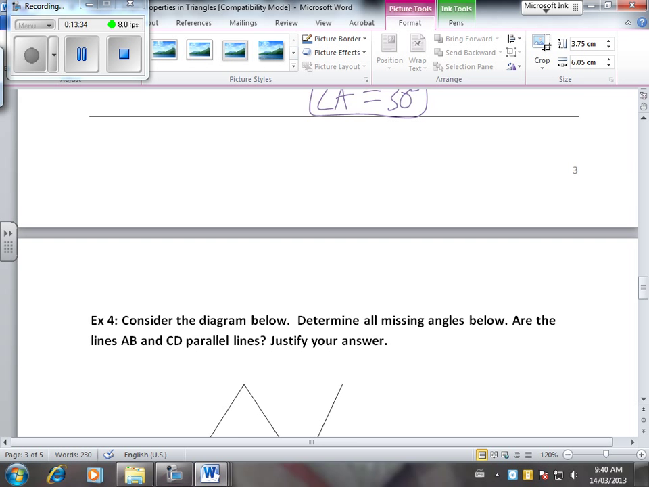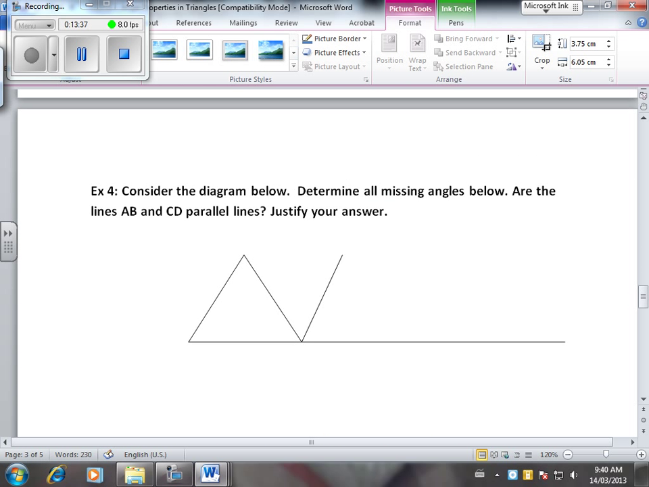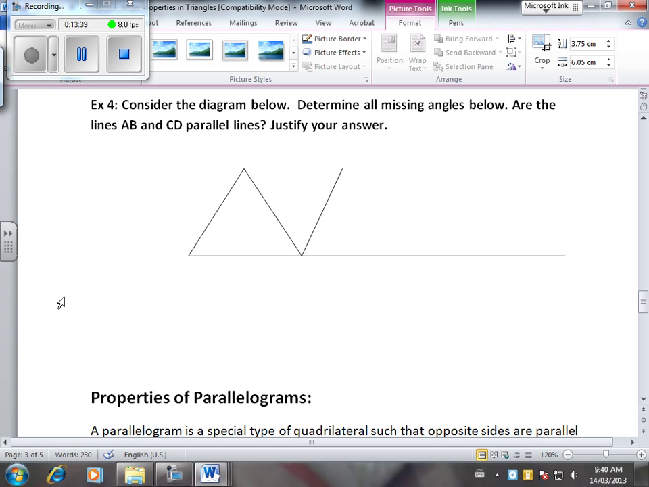Okay, so we're going to do one last example and then stop for the lesson. Let's try example number 4. Consider the diagram below. Determine all missing angles. Are the lines AB and CD parallel lines? Justify your answer. I'm just going to fill this out for you. We're given these 3 angles, angle ABC, BCD, and DCE. Let's find out if these are parallel lines.